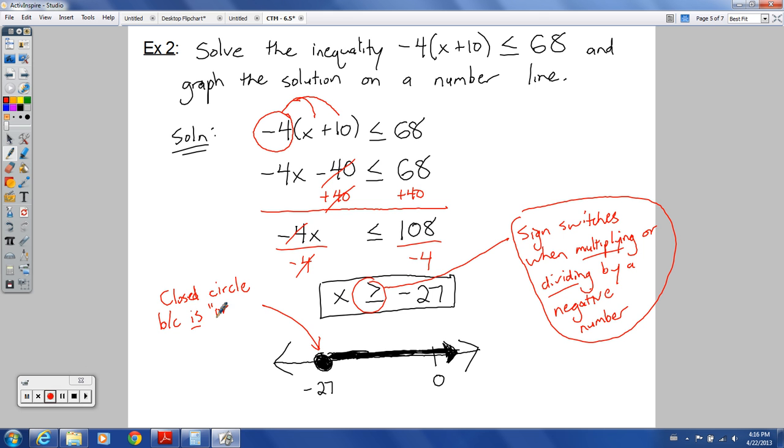Closed circle, because it is or equal to. We have that phrase in there, we have that symbol right there. So or equal to, we're going to fill in that circle because that is a potential or possible value.